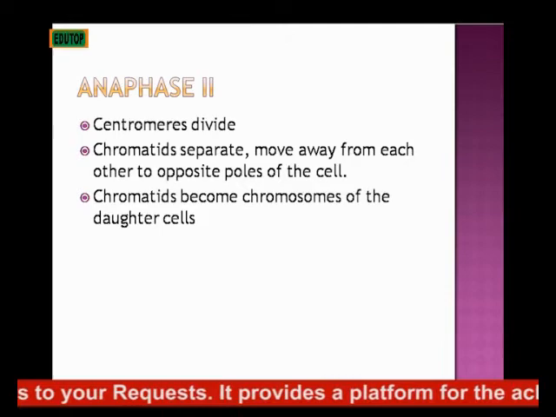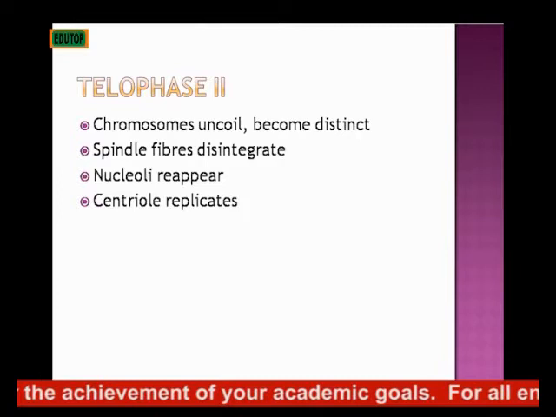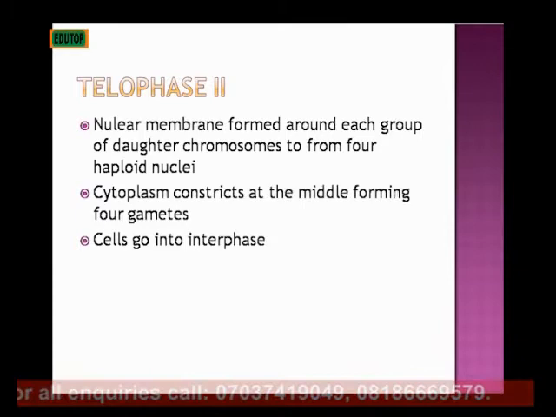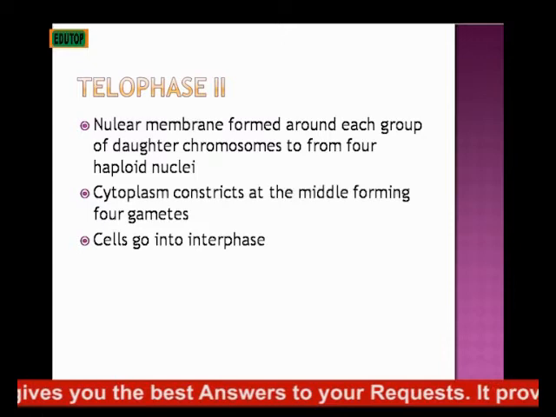In the telophase, the chromosomes uncoil and become distinct. The spindle fiber disintegrates, the nucleoli reappear, then the centriole replicates itself. The nuclear membrane is formed around each group of daughter chromosomes to form four haploid nuclei, that is four haploid nuclei now, but the plural of nucleus is nuclei. Then the cytoplasm constricts at the middle.